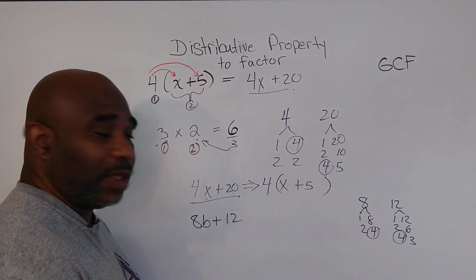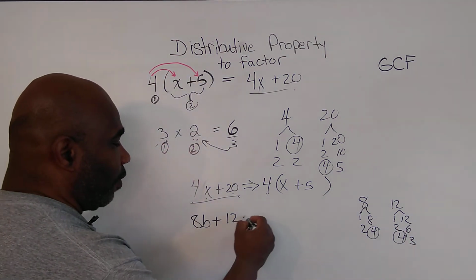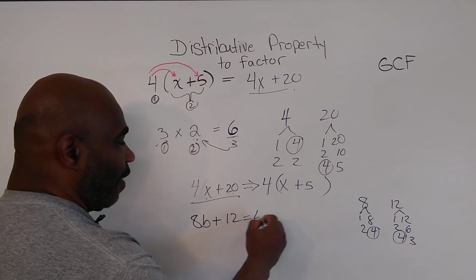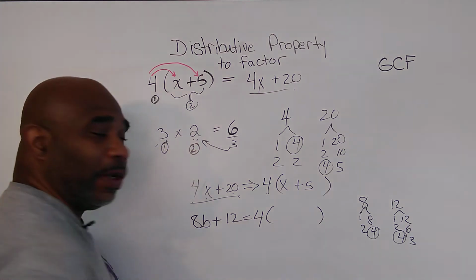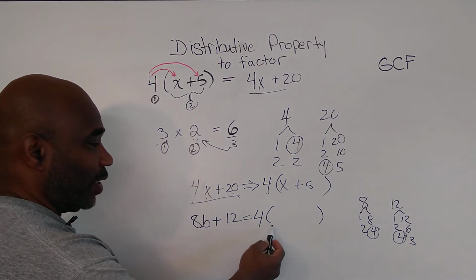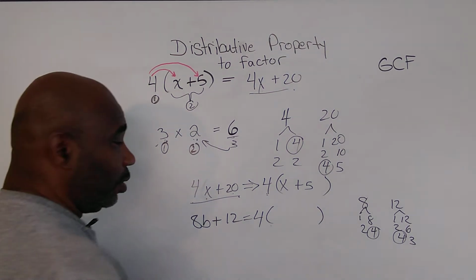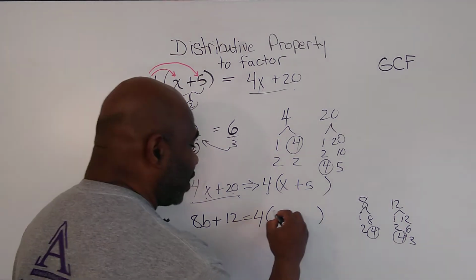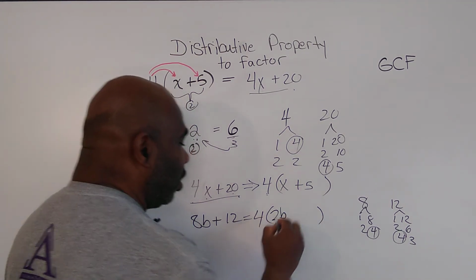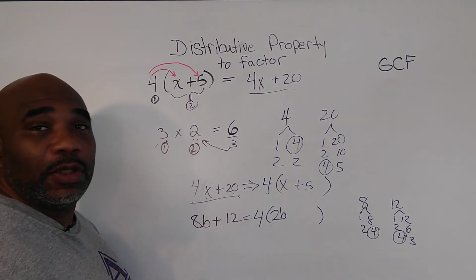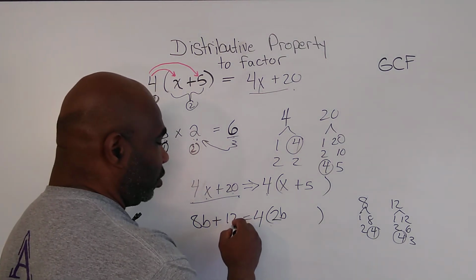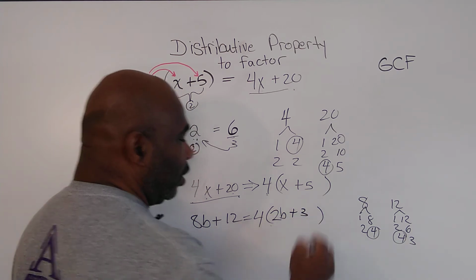So in this case, I can factor a 4 out of both of these. So I pull my 4 out, that's factor number 1. Now I have to put my parentheses in. 4 times what would give me 8b? 4 times 2b would give me 8b. 4 times what would give me 12? 4 times 3 would give me 12.